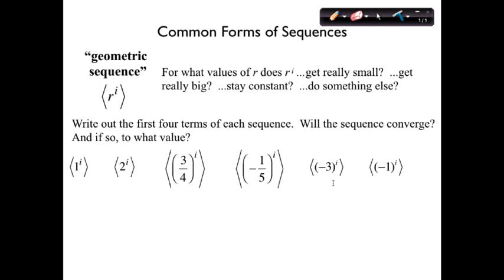Okay, meaning r values between 1 and -1. You have to have a fraction. Remember, this is the idea of repeated multiplication of a number. That's what these sequences are about. So when you're repeating multiplication, you need to keep taking a fraction of it.